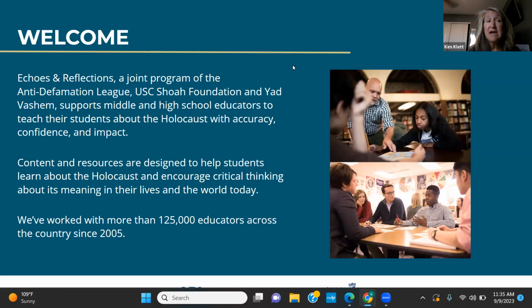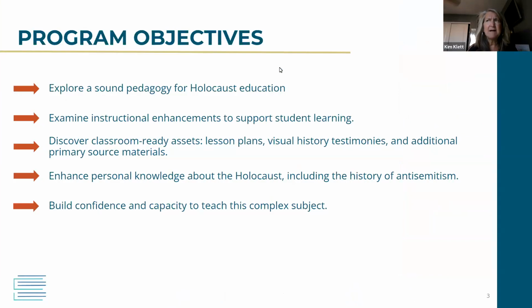And then we also work with Yad Vashem, which is the museum and memorial in Jerusalem, Israel. And they provide a lot of our primary source materials. So we will be using both the slideshow and the website today. I'll be taking you to that as well, because my goal really is to make sure that you feel comfortable using that website. There's so many great resources on it.